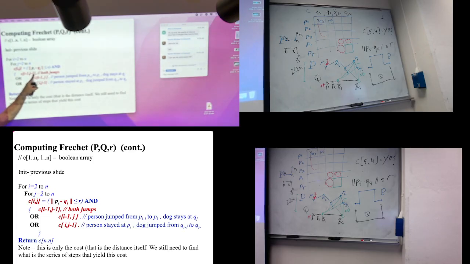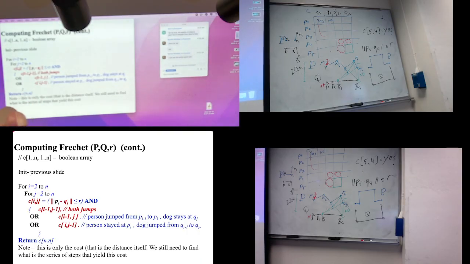And you can do the whole step. The yes here means yes. A leash of length R will fit this type of trip. If C[i-1][j] contains yes, it means the person jumped from p[i-1] to p[i], and the dog stays at q[j].